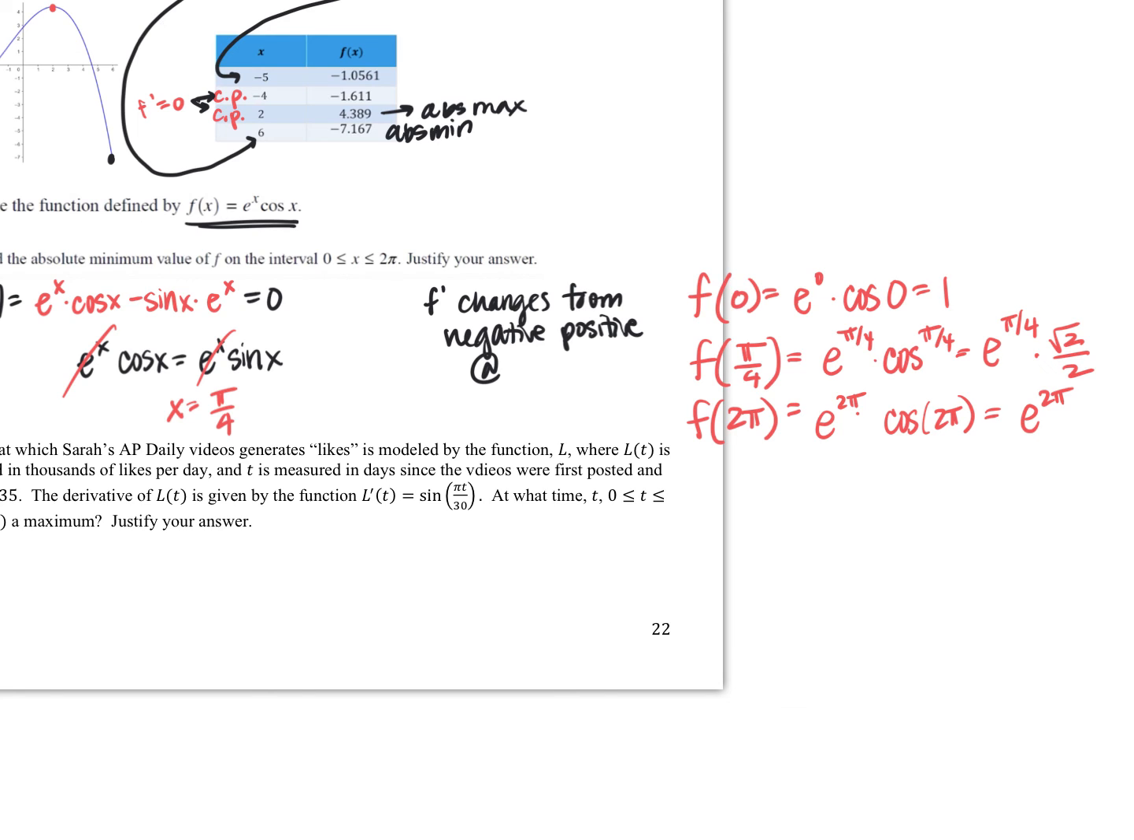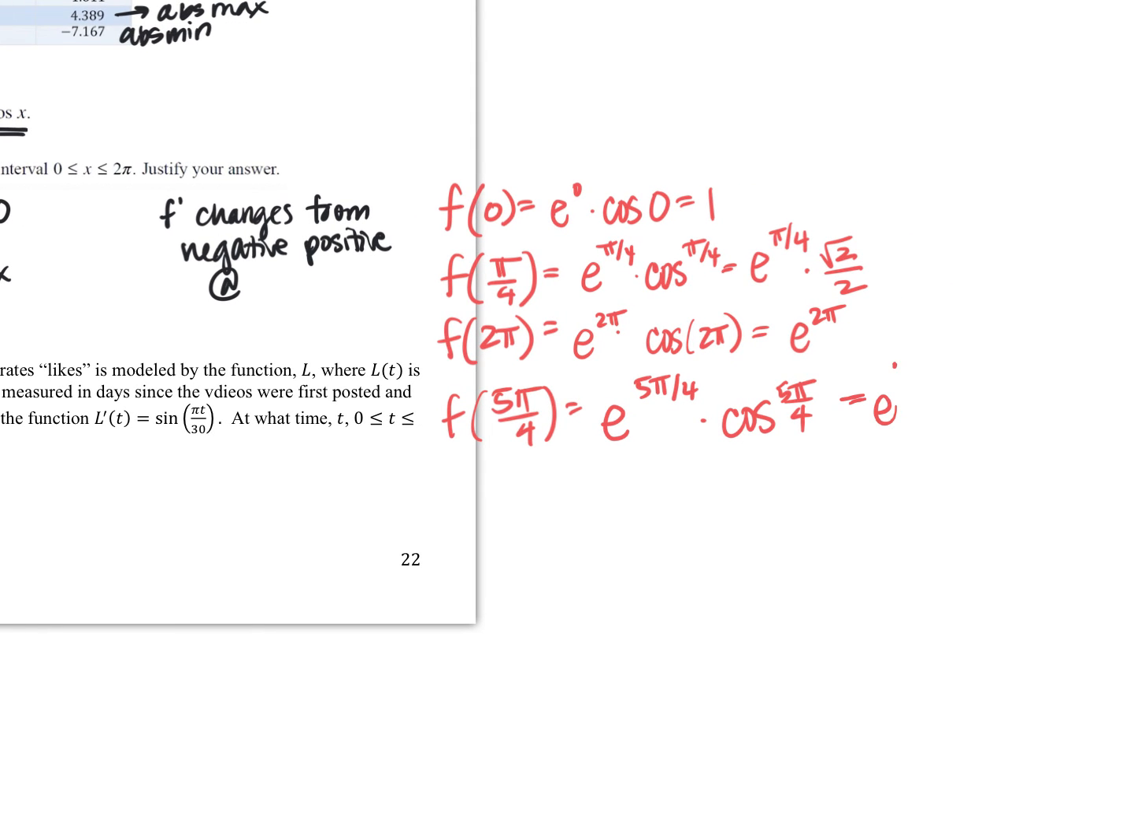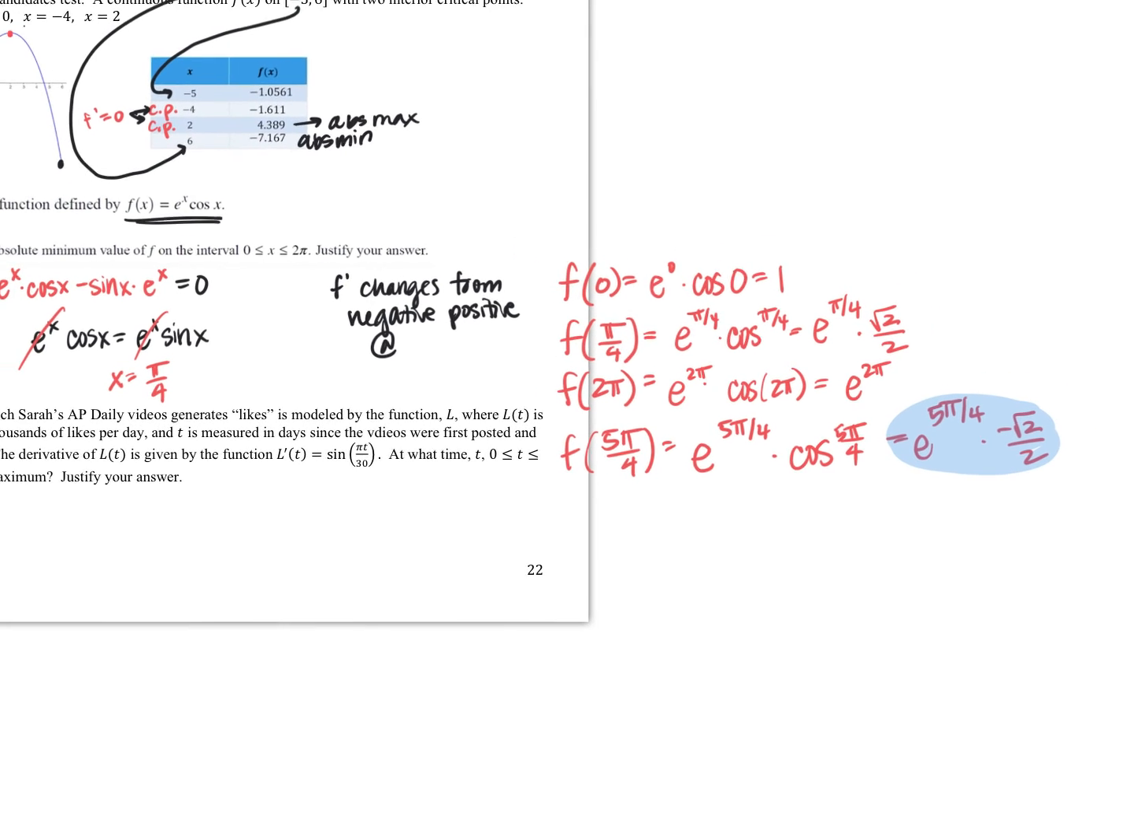Wouldn't it be a negative then a negative? So we've got to try one more, f of 5 pi over 4. So we have e to the 5 pi over 4 times the cosine at 5 pi over 4. What's the cosine at 5 pi over 4? Negative root 2 over 2. So when I've got e to the 5 pi over 4 times a negative root 2 over 2, which of these is going to be the smallest value? This one's going to be the smallest value, because it's the only one that involves that negative. Multiplying by a negative is going to make it the smallest answer.